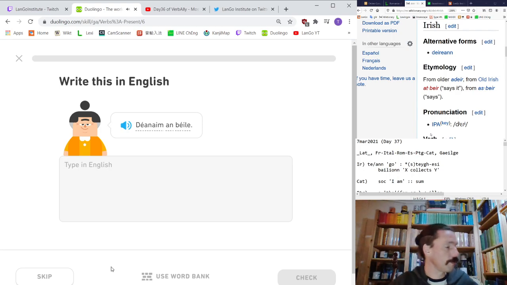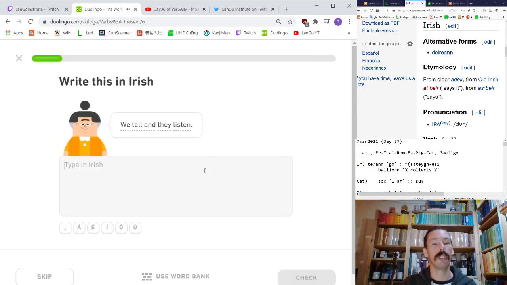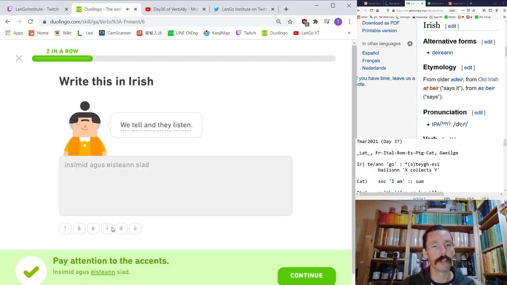Dinam on Bela. Genum and Bela. Genum, make. Genum, I make. And Bela is the meal. We tell and they listen. Tell inshin. Inshimid. So all slender here, because the only vowel letter is I. And they listen, agus. Listen, eishtchen. Shiad, they. And that first vowel could be accented.